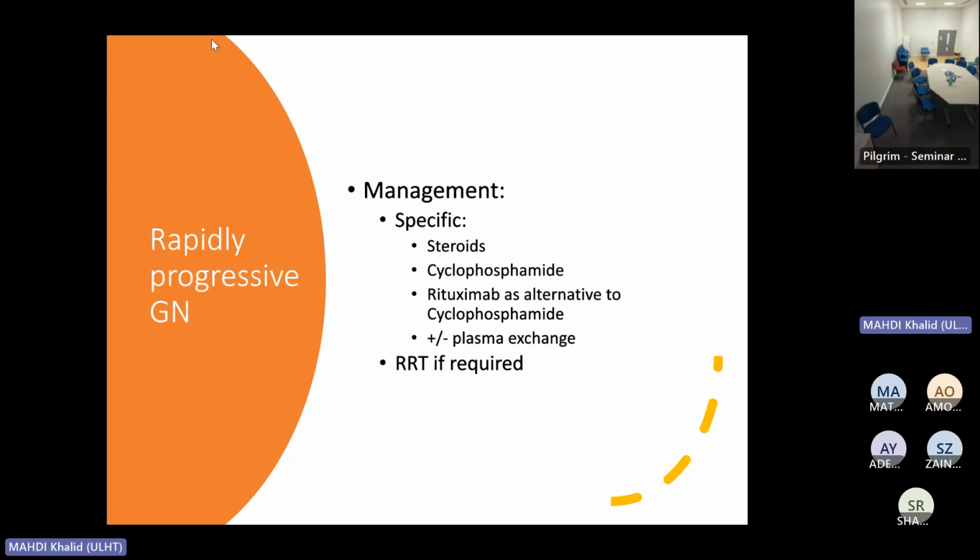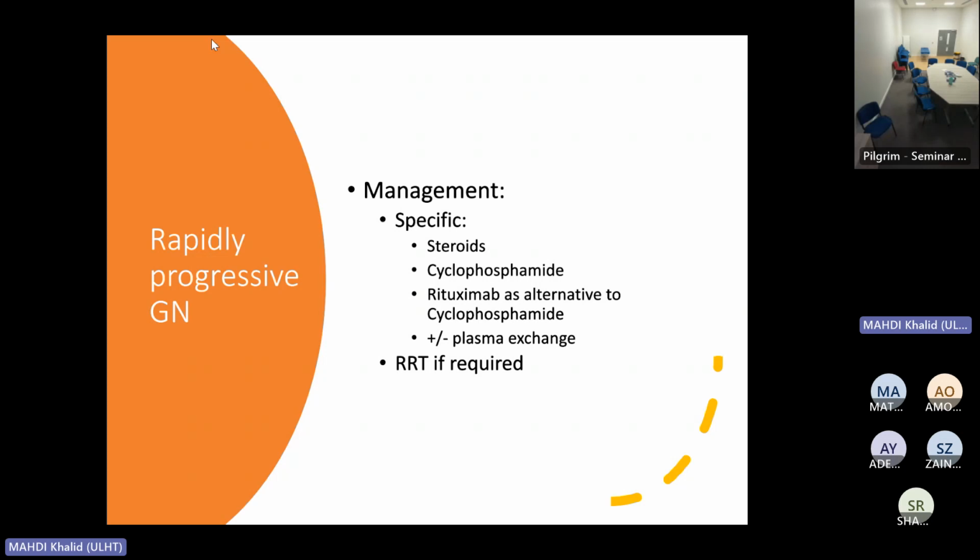So plasma exchange is required in case of pulmonary hemorrhage or severe AKI. Although the evidence is debatable, there's still enough evidence to support doing plasma exchange for anybody with creatinine over 500.